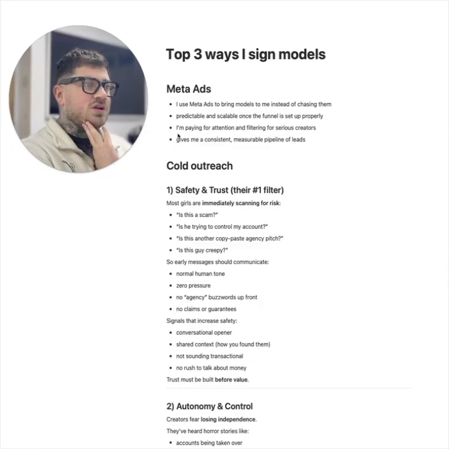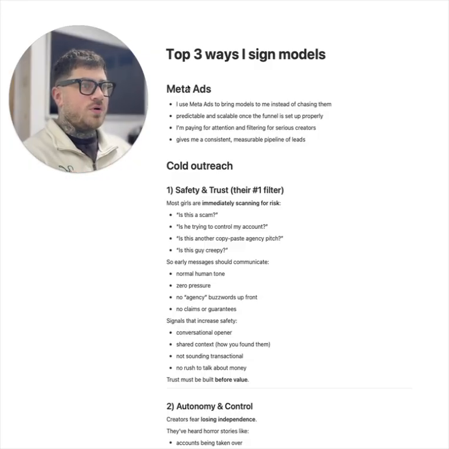The next one is you're paying for attention and filtering out the serious creators. So it all depends how you set your meta ads up. You can put an image and then get them to fill out a document and then submit it. You'll cut out half the bullshit by just getting someone to fill out a document. It will show they're a little bit less lazy. A lot of people won't reply. The reply rate is probably like 40% of people who apply for the ads.